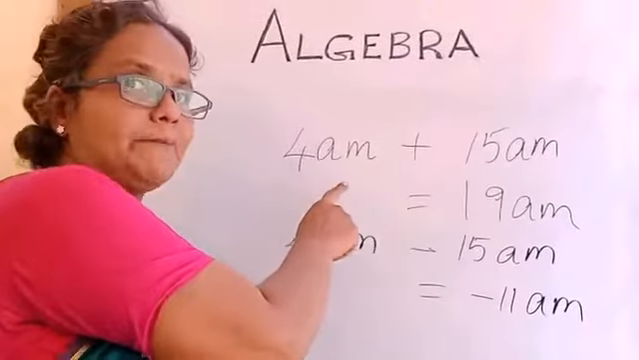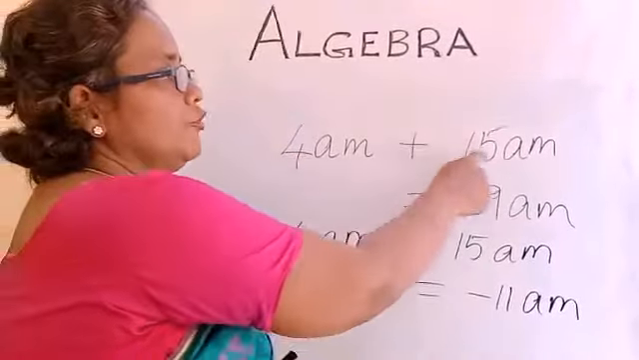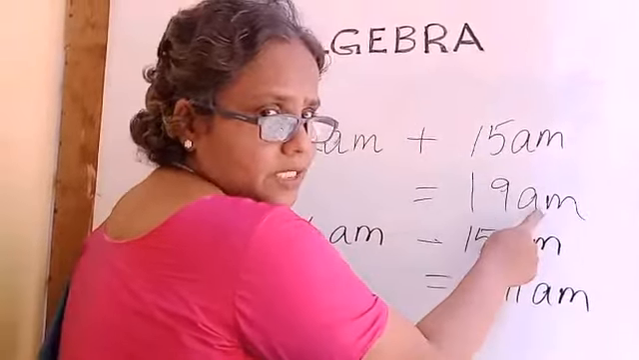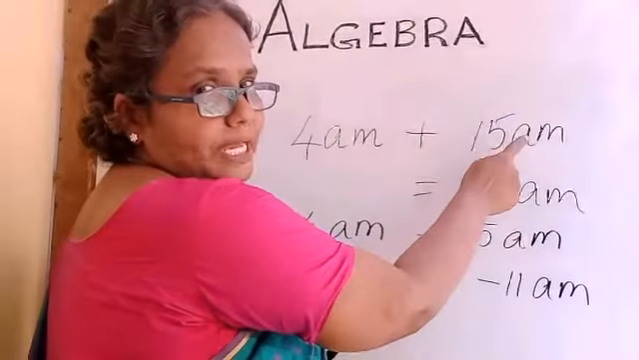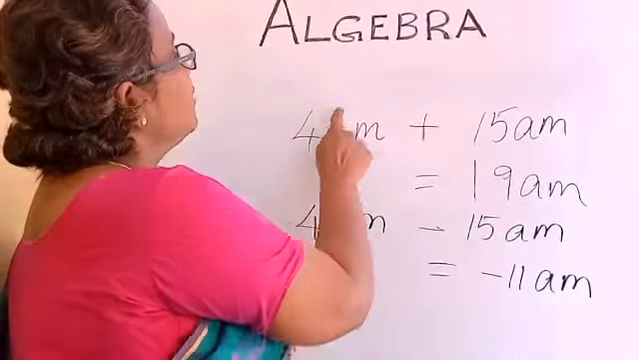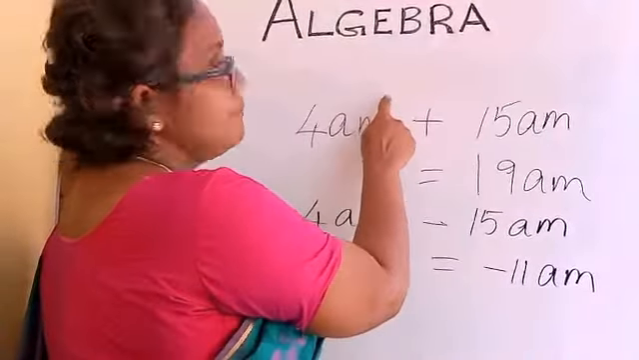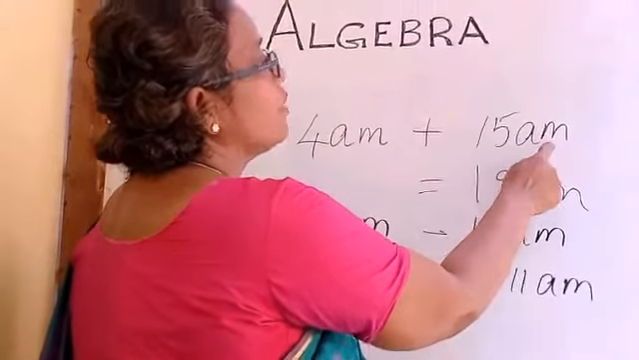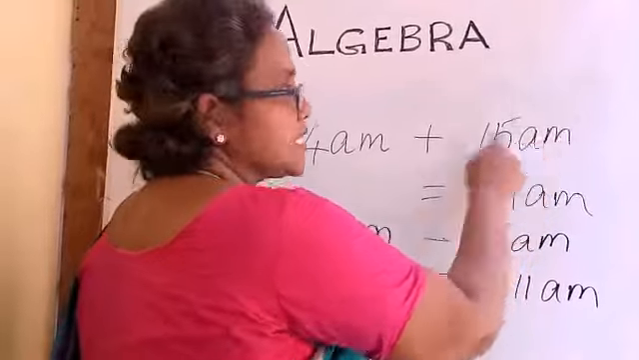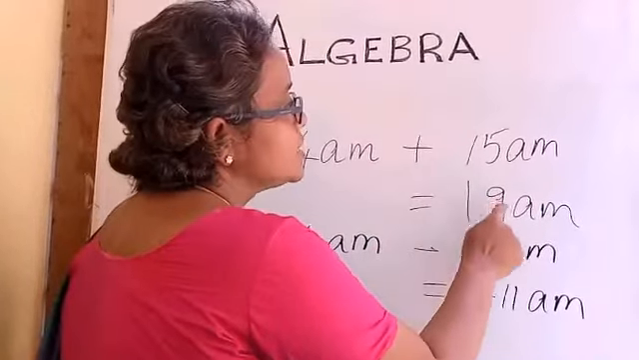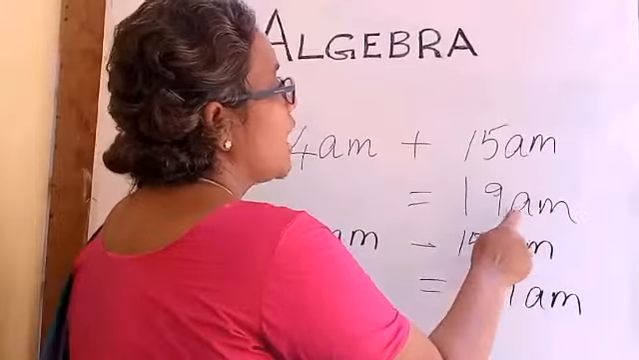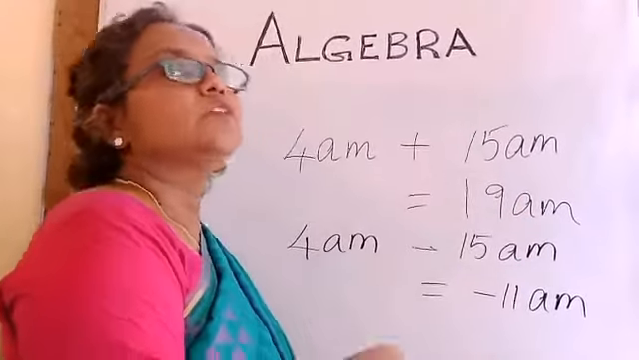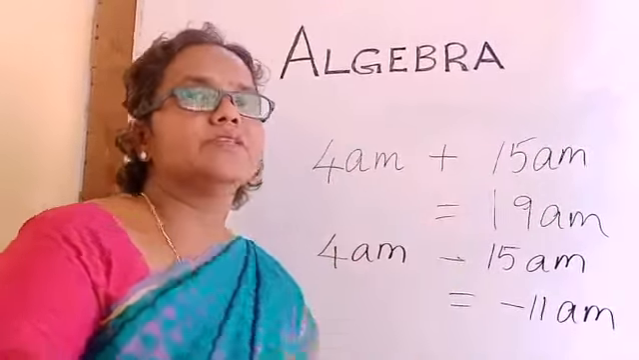Let's look at the same example. I have added 4am with 15am. So what was the result? I got 19am. Just look at the result as well as the terms involved in the algebraic expression. The power of the variable a is 1. The power of the variable m is 1 in the first term. Likewise, in the second term, the power of the variable a is 1 and the power of the variable m is 1. The result that I got is 19am. This also had the power of the variable a as 1 and the power of the variable m as 1. So, like operations, like terms.